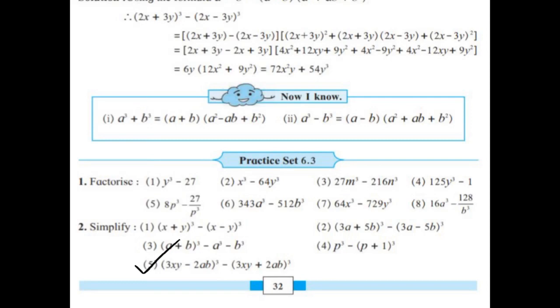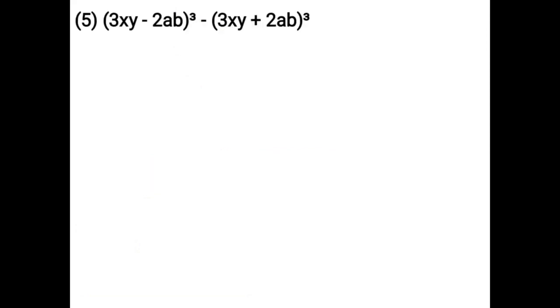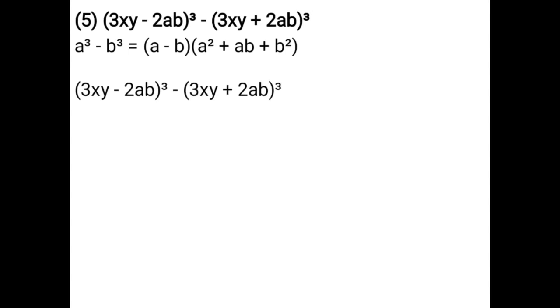(3xy minus 2ab) the whole cube minus (3xy plus 2ab) the whole cube. First we will use the formula of a cube minus b cube. The formula of a cube minus b cube is (a minus b)(a square plus ab plus b square). We will write the expansion form of the formula of a cube minus b cube.